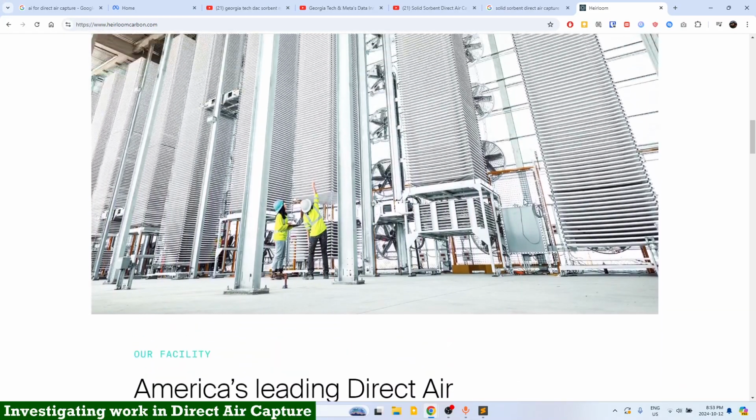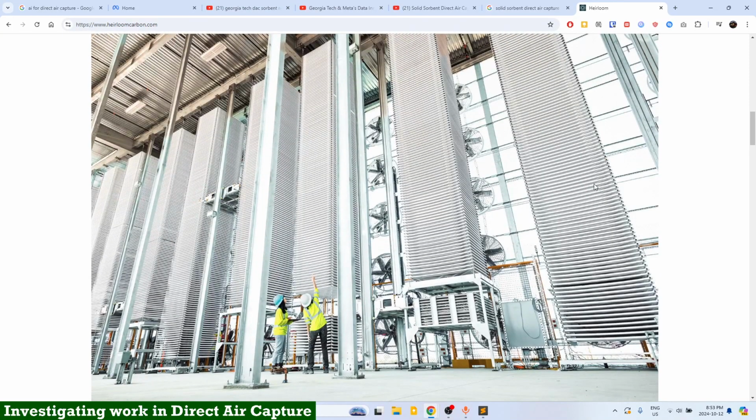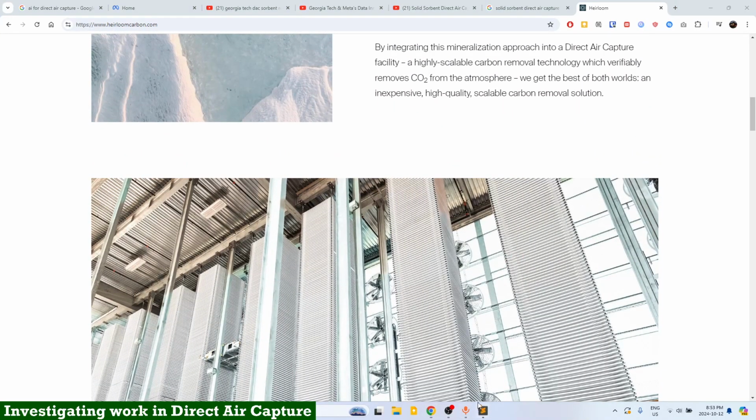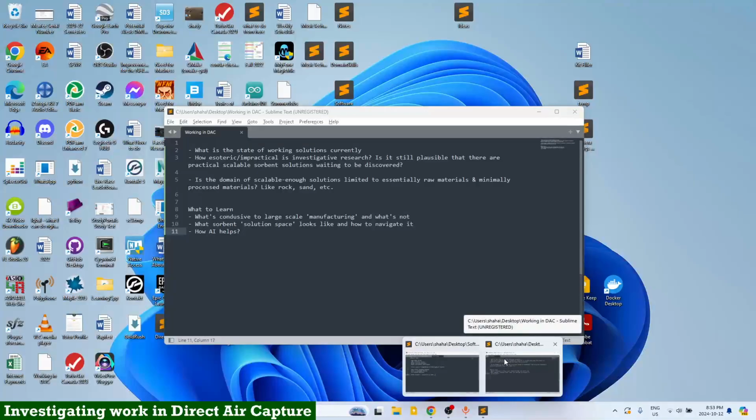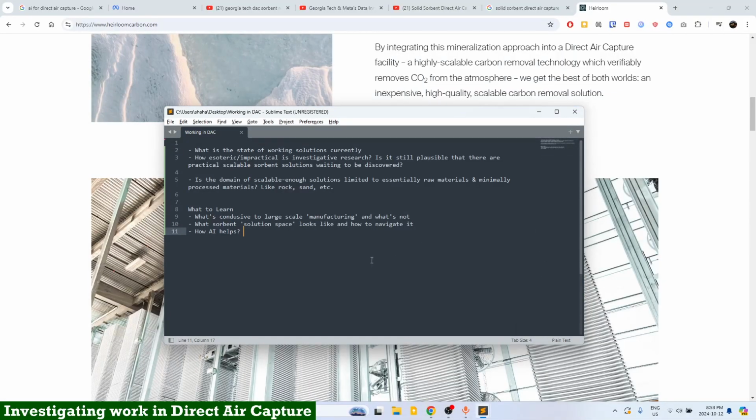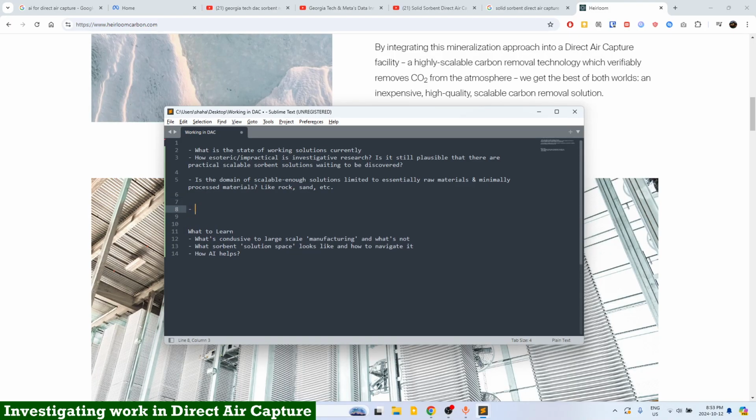I mean, models. What about models? Maybe I can work on models for modeling behavior of solid sorbents. How is that done? I bet I could probably do this. I feel like I could do this. Like do this as a project.